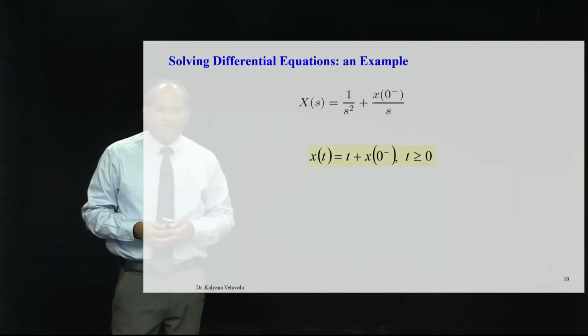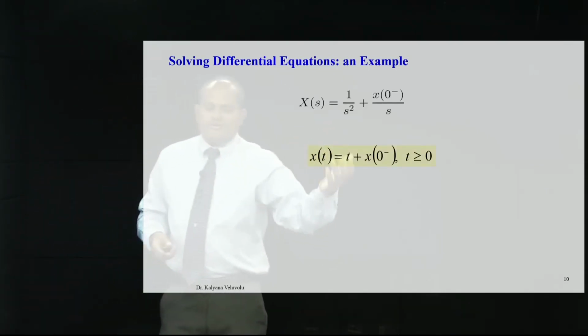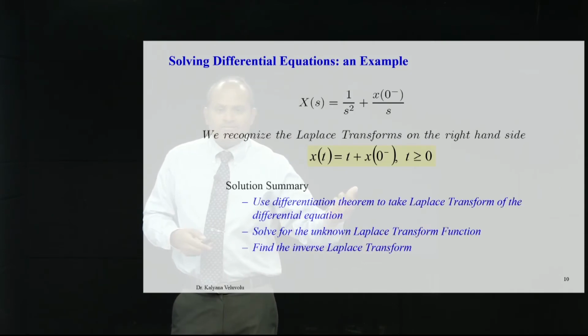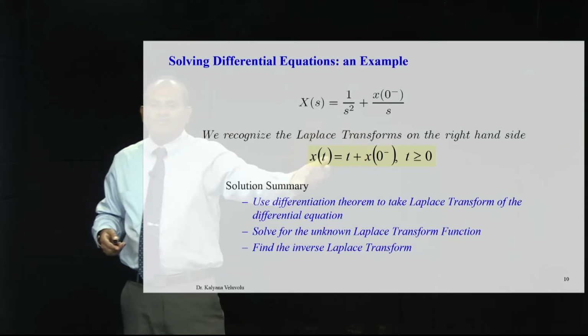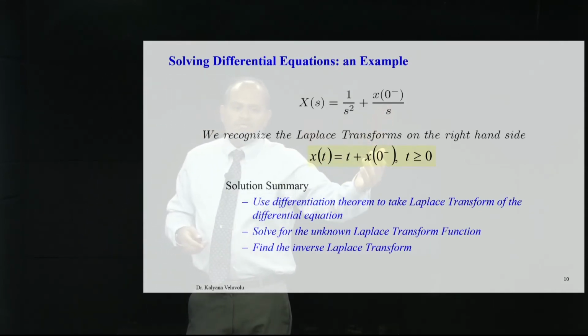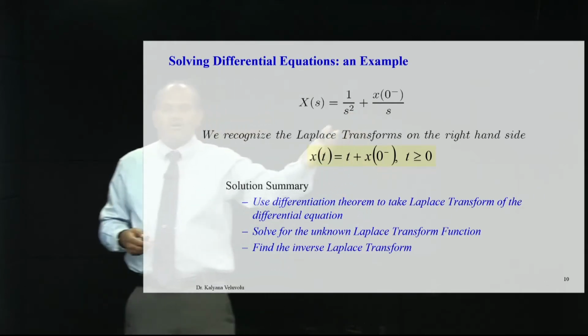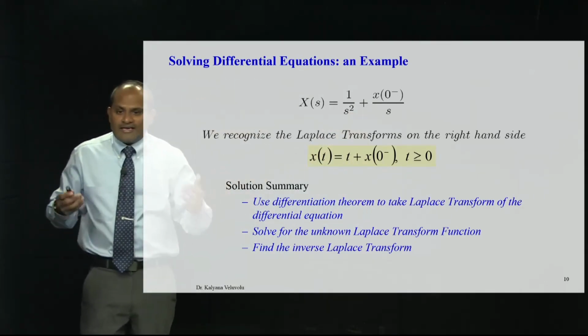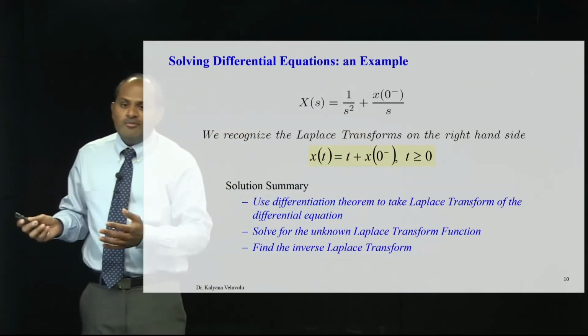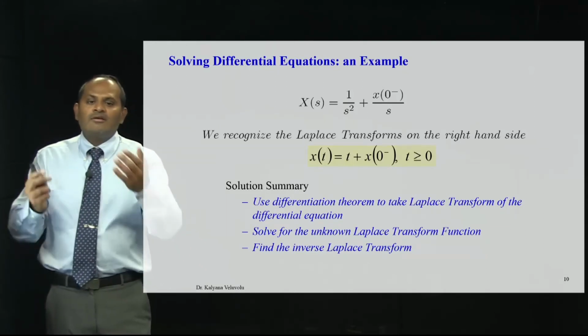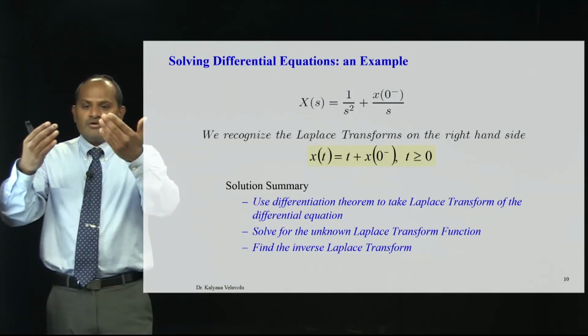Suppose you have this function, we can directly transform this one. So, 1 by s square will be just t, and x of 0 by s will be x of 0. So, you have t plus x of 0. Based on our learned expressions from the table, we can readily transform the s domain function into a time domain function.